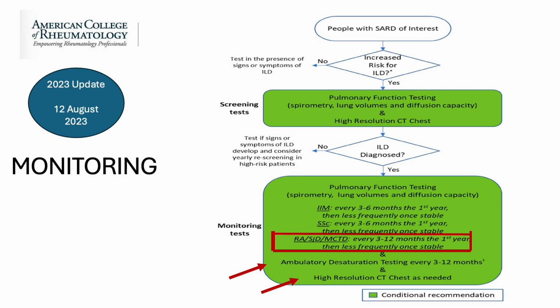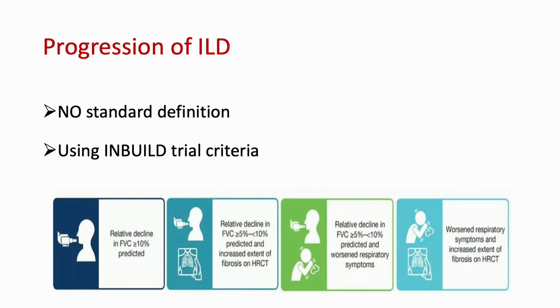Monitor the patient, do a pulmonary function, do a CT scan, and as I have told in my previous video, in rheumatoid arthritis, the recommendation is every 3 months pulmonary function till patient is stabilized, HRCT when needed, and ambulatory desaturation testing again every 3 to 12 months.